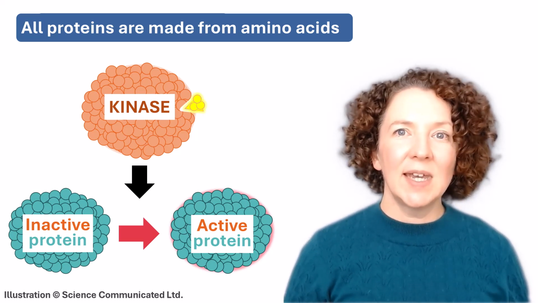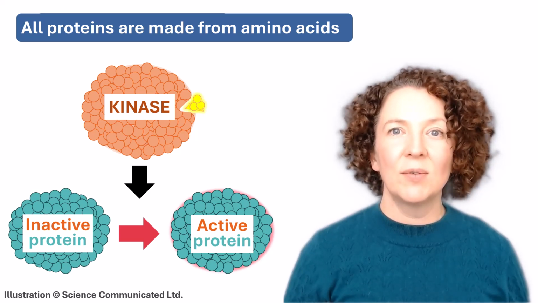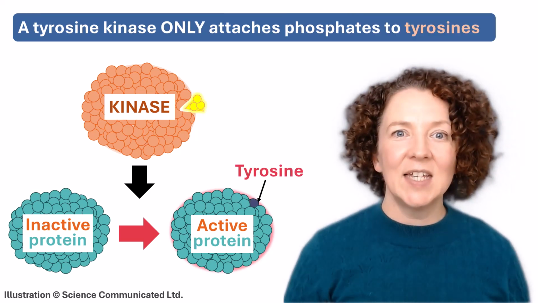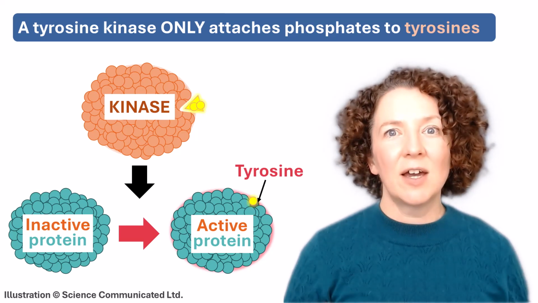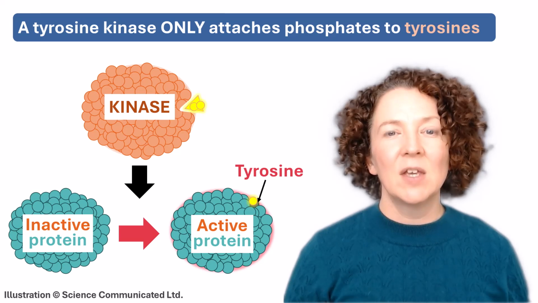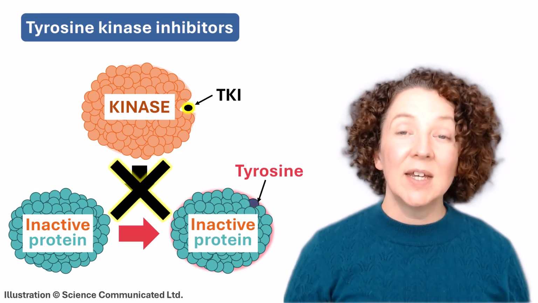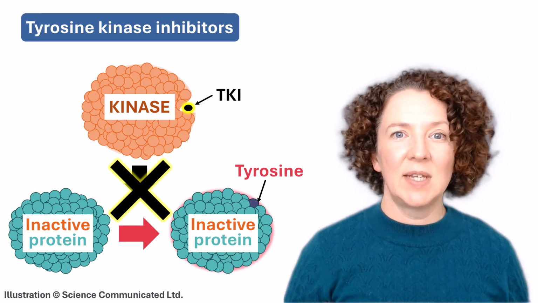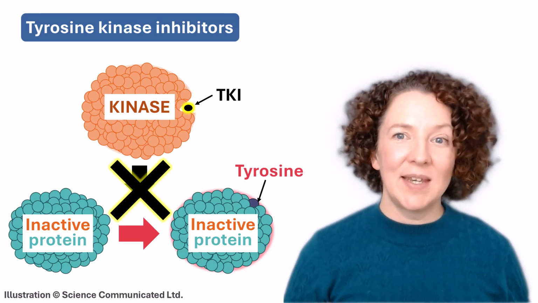Kinases are particular about which amino acids they attach phosphates to. A tyrosine kinase is a kinase that attaches phosphates only to tyrosine amino acids in its target proteins. So a TKI, a tyrosine kinase inhibitor, is a drug that blocks a tyrosine kinase. Now personally, I don't like the name TKI.